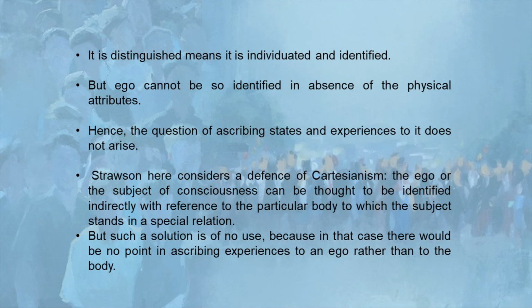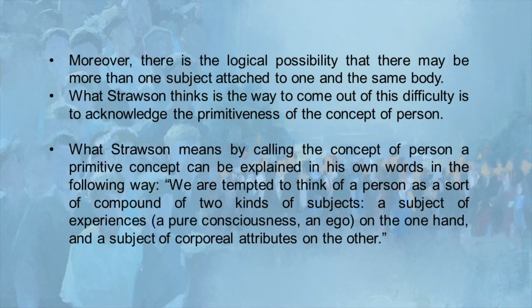Strawson here considers a defense of Cartesianism. The ego or the subject of consciousness can be thought to be identified indirectly with reference to the particular body to which the subject stands in a spatial relation. But such a solution is of no use, because in that case there would be no point in ascribing experience to an ego rather than to the body. Moreover, there is the logical possibility that there may be more than one subject attached to one and the same body. The uniqueness of the body does not guarantee the uniqueness of the Cartesian soul.